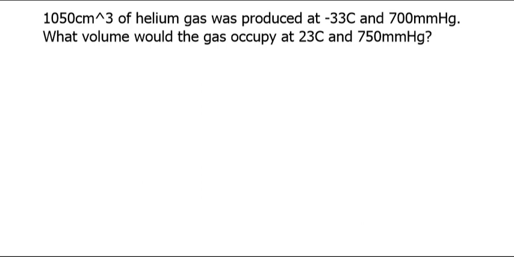1050 centimeter cube of helium gas was produced at minus 33 degrees Celsius and 700 millimeter mercury. What volume would the gas occupy at 23 degrees Celsius and 750 millimeter mercury? Solution.